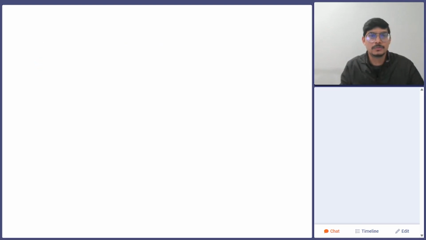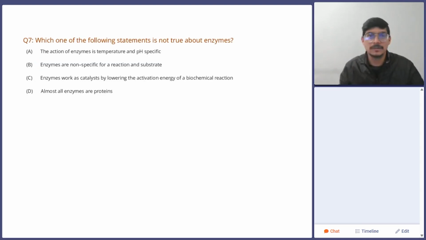Moving to the next question, question number 7. Which one of the following statements is not true about enzymes? So we have to find out the incorrect statement. The action of enzymes is temperature and pH specific. Yes, enzymes are highly sensitive to temperature changes and pH changes, as it affects their reactivity or ability to act as catalyst. So this is correct. Enzymes are non-specific for a reaction substrate. No, enzymes are highly specific, right? An enzyme can catalyze a particular type of reaction. So this is not correct, and hence our answer.